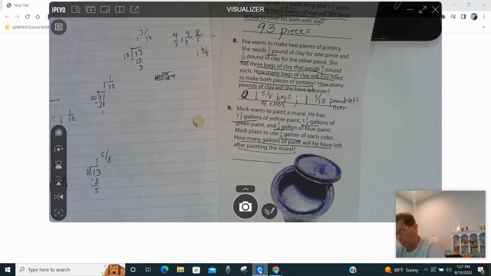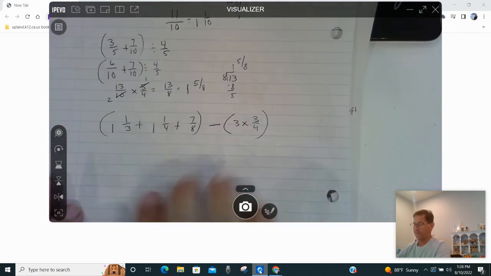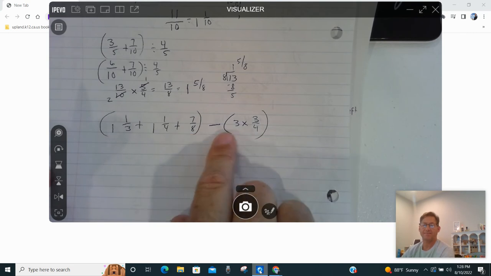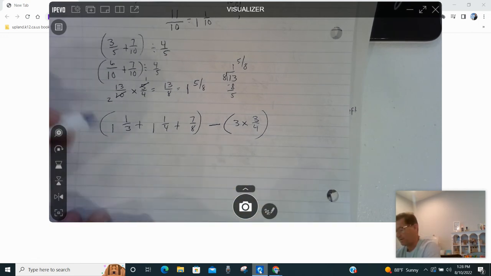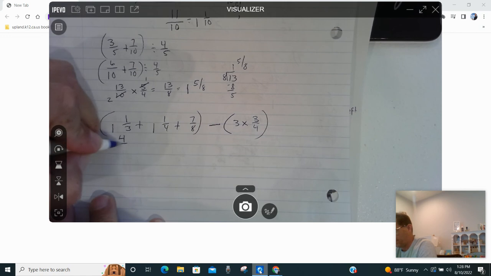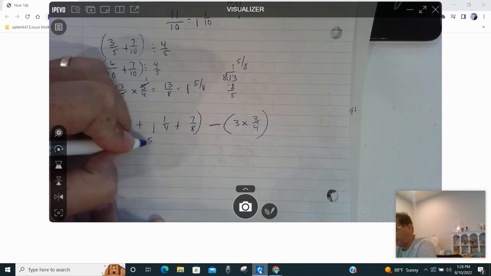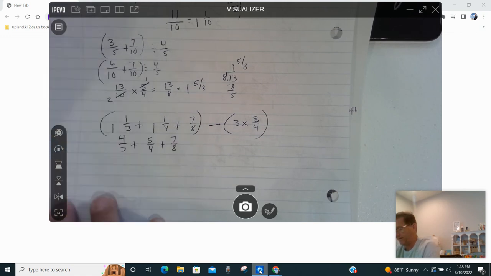So we have 1 1/3 plus the 1 1/4 plus 7/8. And we're going to subtract that from 3 times 3/4. Okay, so these are the amounts of paint he has. And he's going to use 3/4 gallon of each paint. So 3 times 3/4. All right, so 1 1/3 is the same as 4/3. 1 1/4 is the same as 5/4. And 7/8 is 7/8.